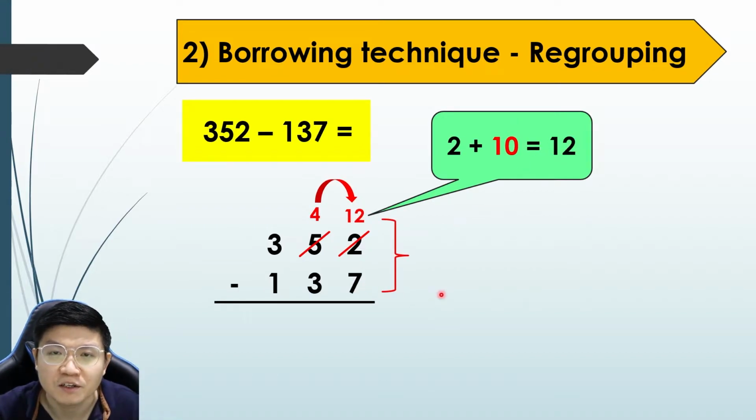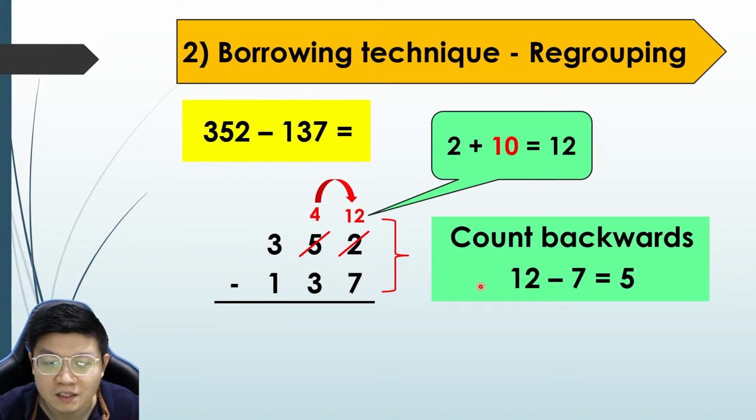So here you can do it by counting backwards, or you use any skill that you already learned about subtraction. Just 12 minus 7, which is 5. So 4 minus 3, which is 1. And 3 minus 1, which is 2.